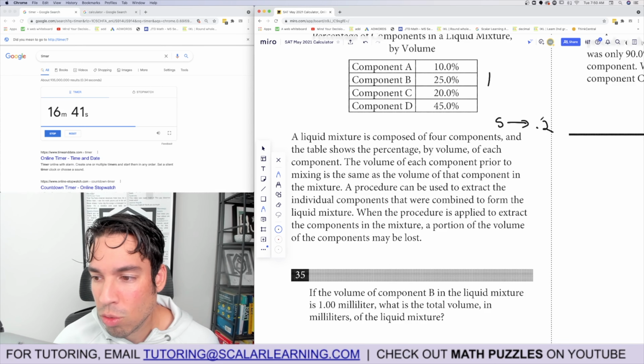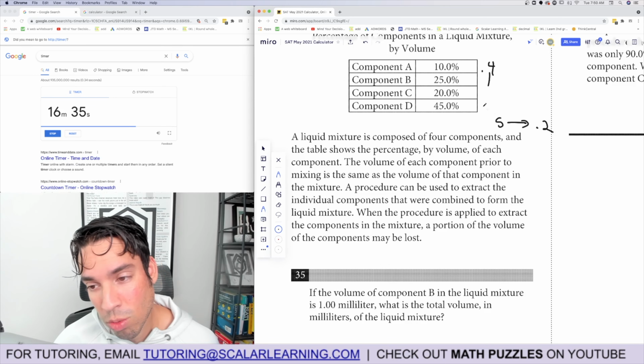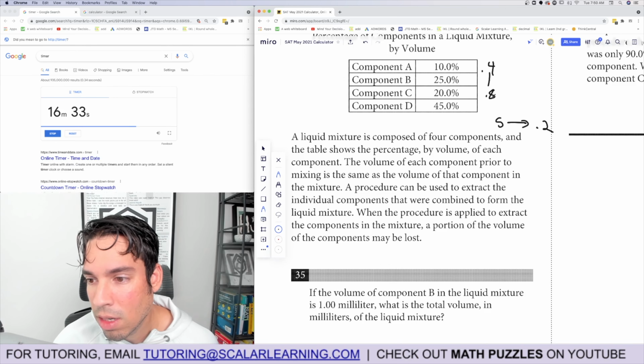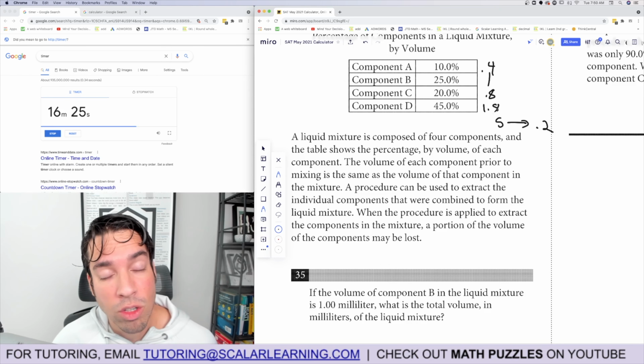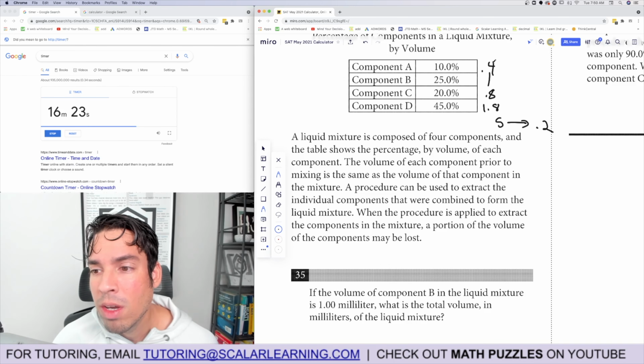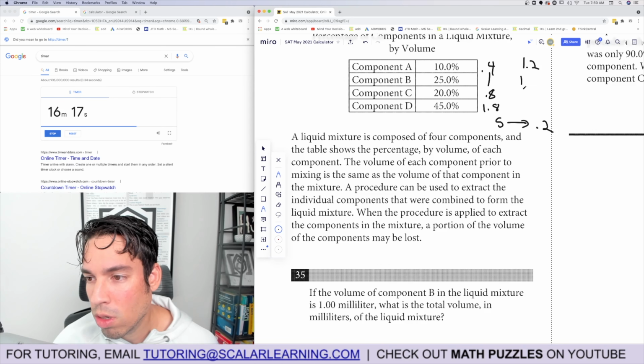So this is 2 times 5%, so 2 times 0.2, this is 0.4 milliliters. This is 4 times 5%, 20%, and 4 times 0.2 is 0.8. And this is 9 times 5%, 9 times 0.2 is 1.8. I hope that made sense. I hope I didn't make it confusing. Again, you can set up a proportion if you want. Now let's add these up. So it's 0.4, that's 1.2 plus 1 plus 1.8, and that's 3, and that's 4.